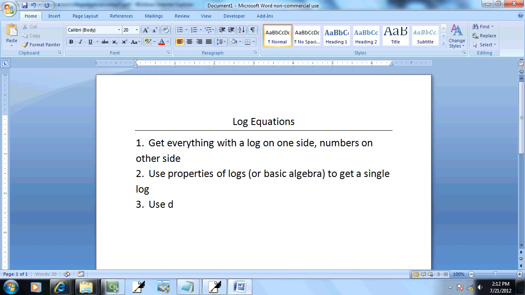Step 3, use the definition of a log to rewrite in exponent form. Step 4, solve for x. That's pretty vague, but it has to be vague at that point. And then step 5, semi-check your answers. And we'll talk about what that means here in a second. So let's look at this one.